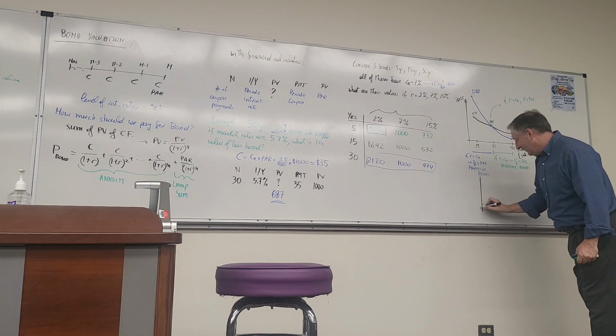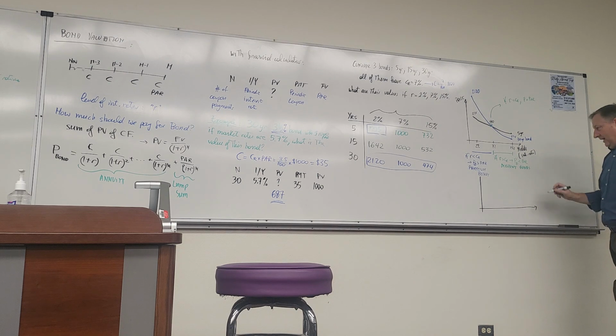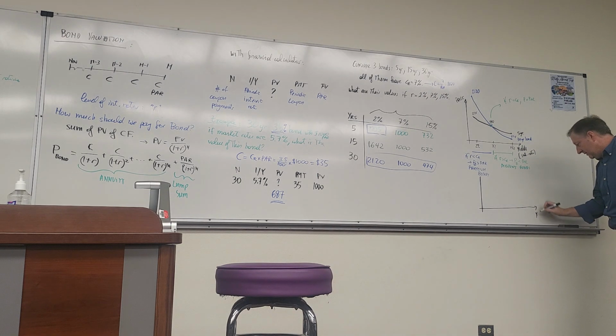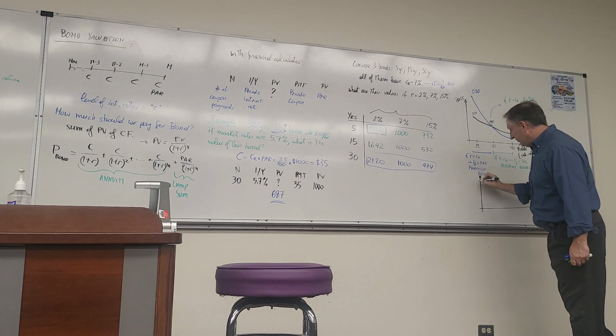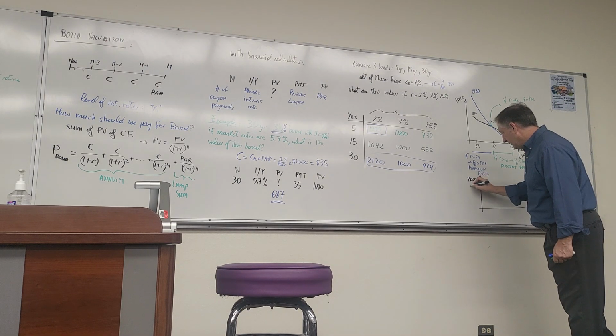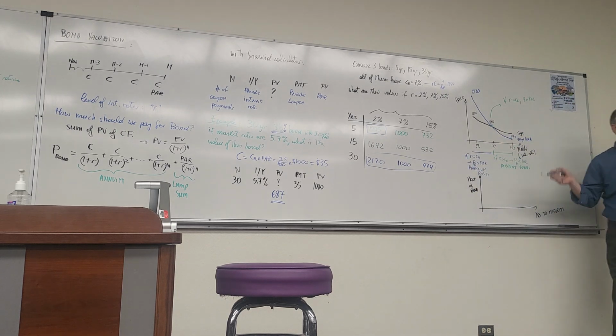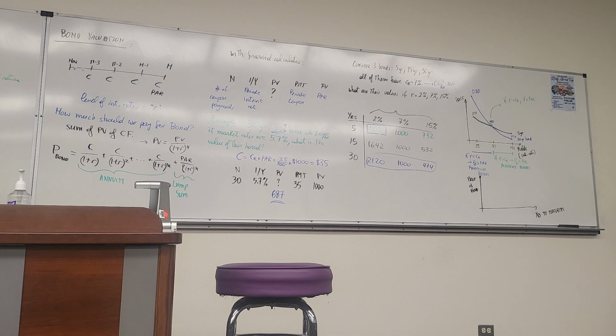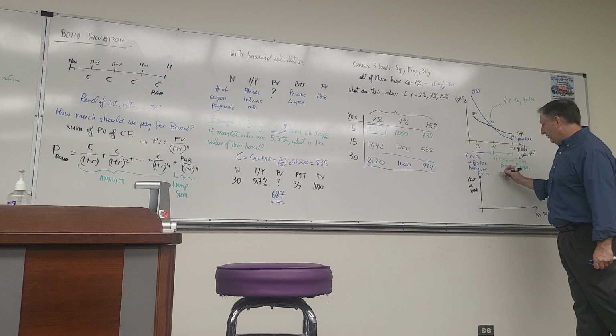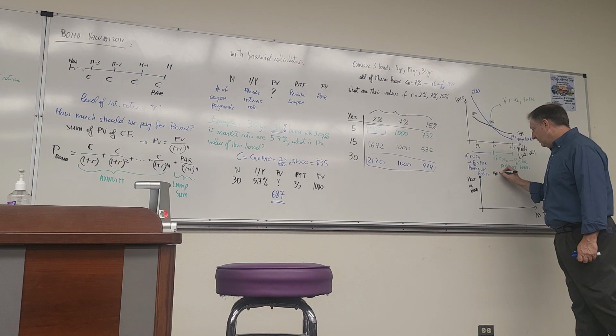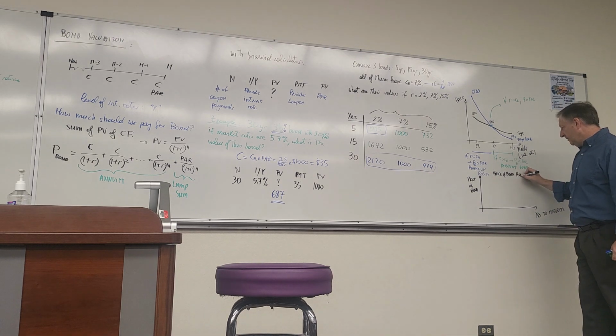So I'm gonna do another plot. And this plot is gonna have on the x-axis years to maturity. And on the y-axis, I'm gonna put the price of the bond. And I'm going to use this table to build a graph and see if we can get some insight out of the behavior of bonds. So in constructing this graph, I'm assuming that the market interest rate remains constant.